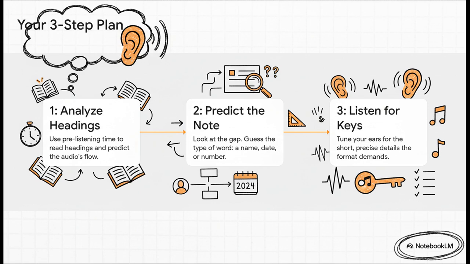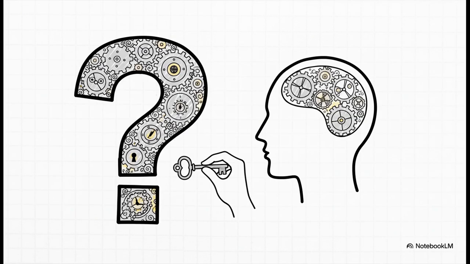And finally, step 3. Listen for those key words. Tune your ears to hunt for those short, specific, concise details that you know that bullet point format is asking for. You see what's happening here? When you do this, you're not just a student taking a test anymore. You're actively decoding the logic of the people who made the test. You're thinking like they do.